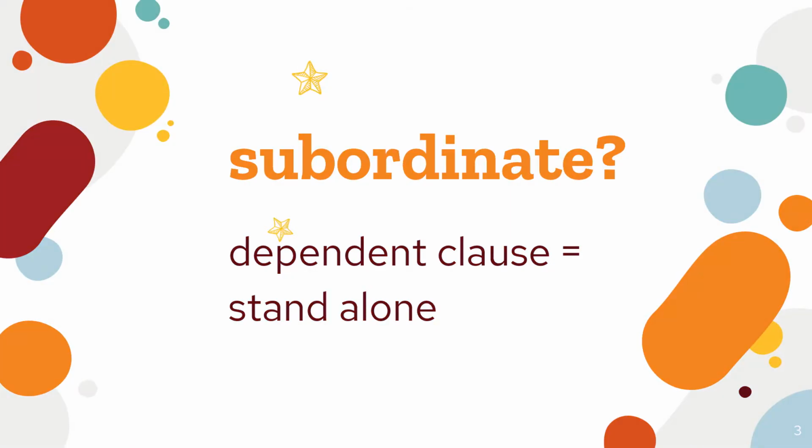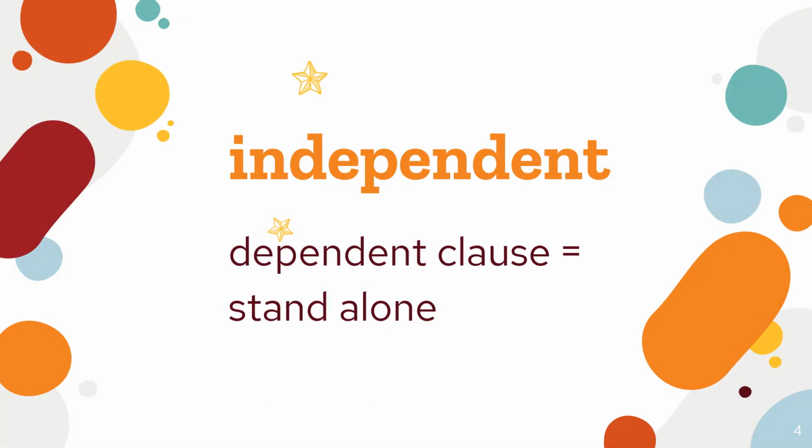What is a subordinate clause? A subordinate clause or dependent clause is a clause that cannot stand alone as a complete sentence because it does not express a complete thought. On the other hand, the independent clause does express a complete thought and can stand alone. Think about it like this. Does this clause make sense without additional information?